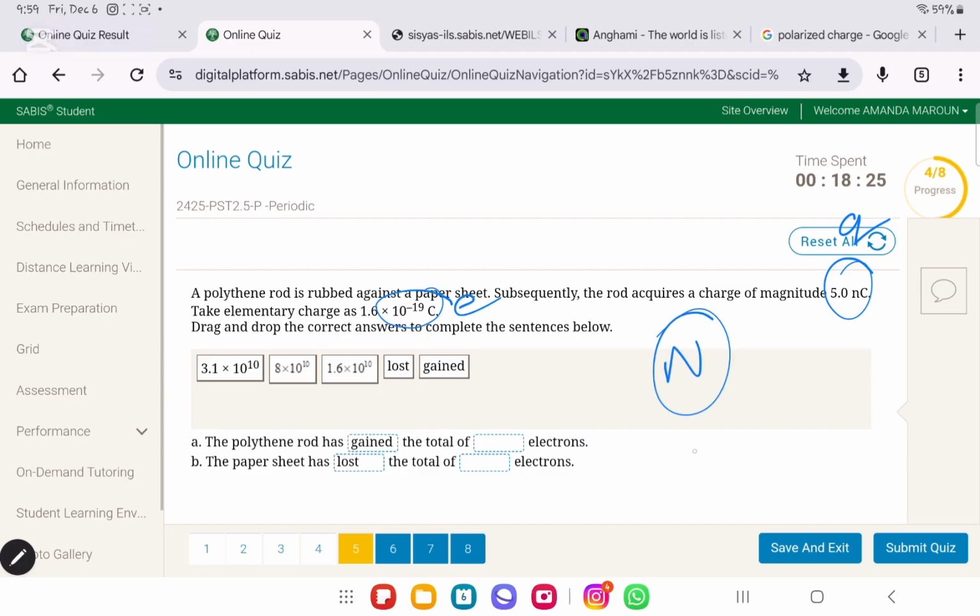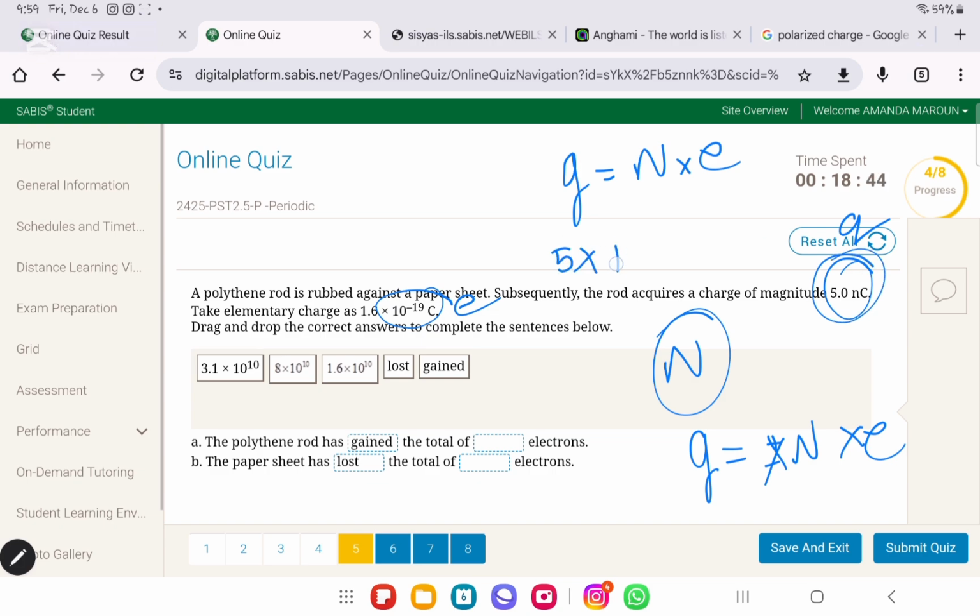Very simply, you put the equation Q is equal to plus or minus N times E. Here in this case, there's no need for plus or minus because it's between two objects. So Q is then equal to N times E. So Q, which is 5 nanocoulombs. Remember, nano means 10 to the negative 9. You need to change it from nanocoulombs always to coulombs, is equal to the number that we need to find times the elementary charge, which is 1.6 times 10 to the negative 19.